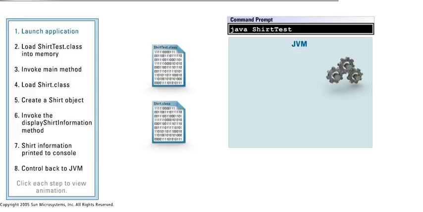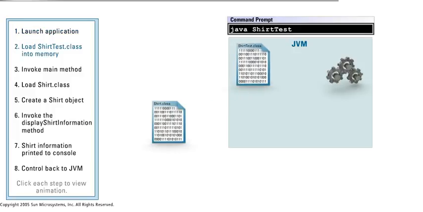Now remember, shirttest is the class that has our main method. You must always give it the class that has the main method. You would not say Java shirt. It's Java shirttest. So what that does is that runs the Java virtual machine, okay? So now the Java virtual machine will load our shirttest.class into memory. So go ahead and click step 2. So the Java virtual machine goes out there, grabs the shirttest.class file, and pulls it into memory, all right?